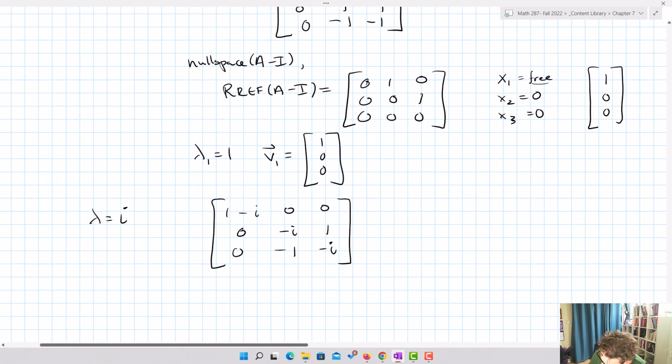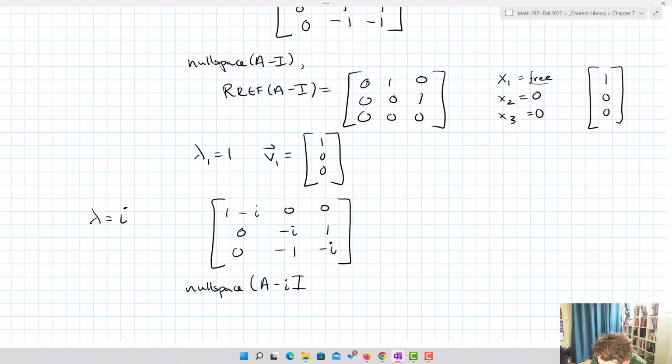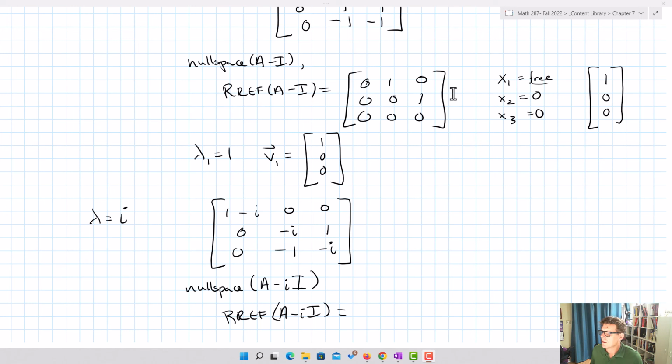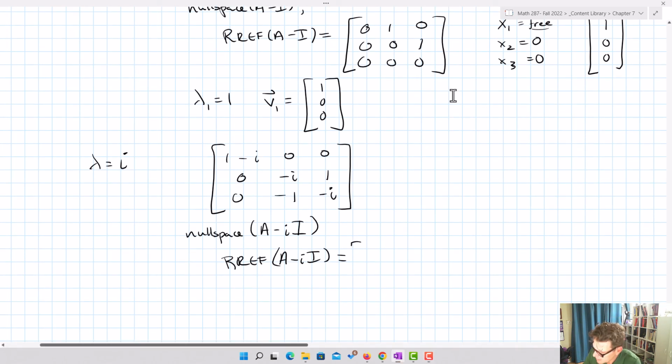We'll find the null space of A minus little i, big I. Okay? And so to do that, we'll find the RREF of this matrix of A minus iI. I plug that into my computer, and I get 1, 0, 0, 0, 1, i, 0, 0, 0.